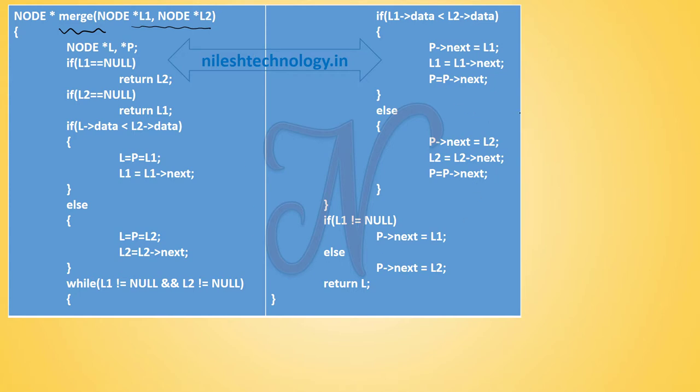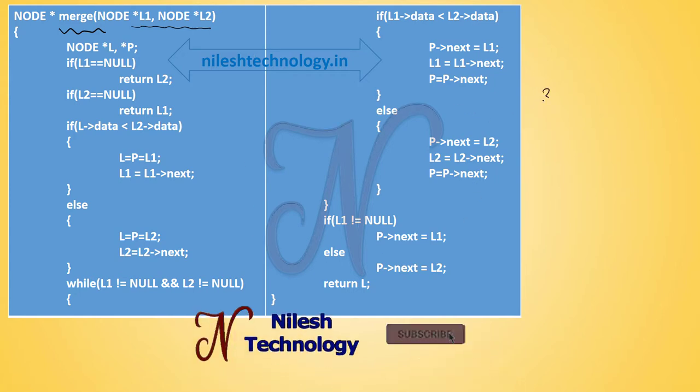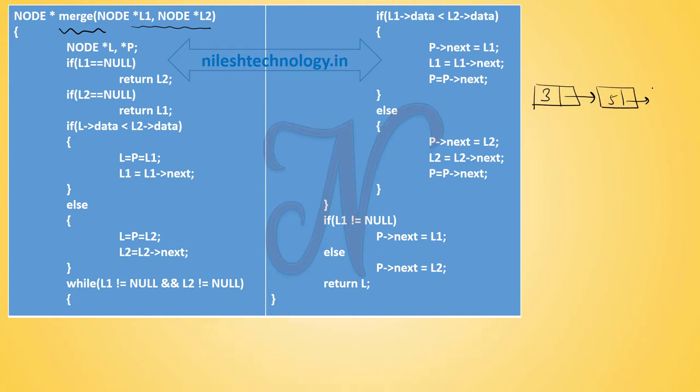Here we assume the two linked lists, for example 3, then 5, then 9, and the second linked list is 2, then 8, and then 12. This is L1, this is L2. Here we use L and P as two temporary variables for traversing. If the first linked list is null, then return the second linked list.